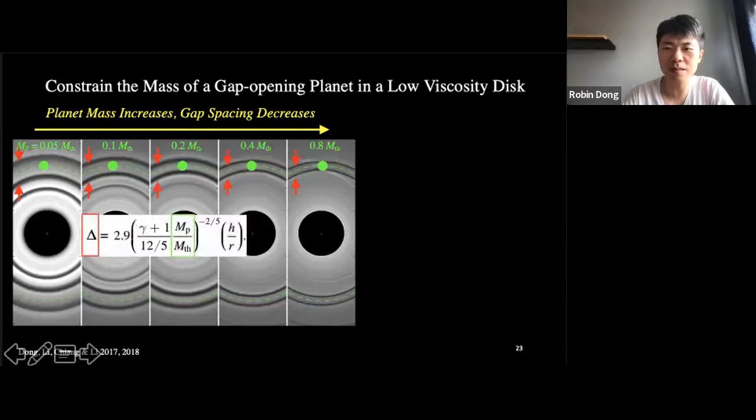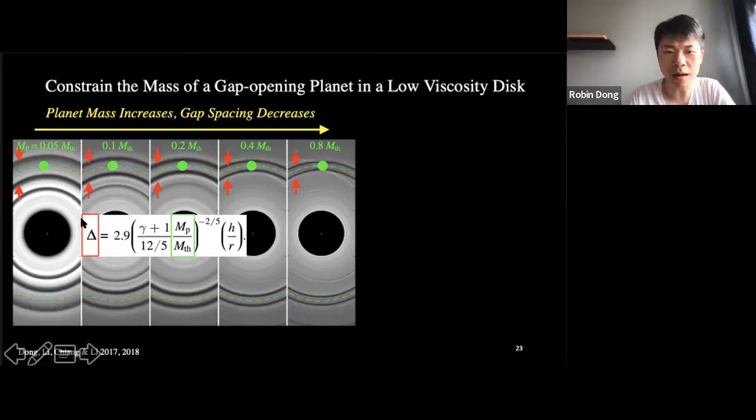We can fit this separation delta as a function of planet mass M_P and a few other parameters about the disk. Now, this fitting function provides a way to infer a quantity that we're very, very interested in, planet mass, from a quantity that we can measure from observations, the separation of the gaps.